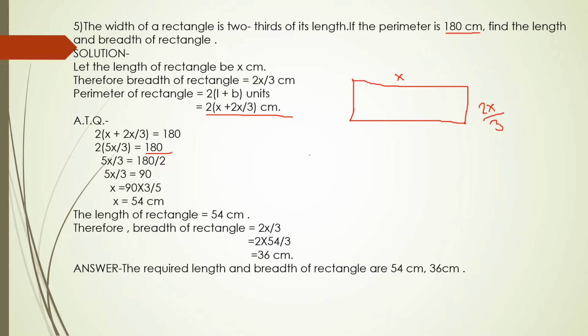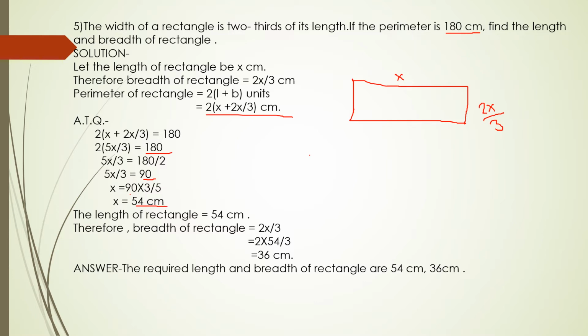Let us transpose this 2. Here it is in multiplication. On the other side it will go for division. So we have got 5x by 3 is equal to 180 by 2. 5x by 3 is equal to 90. Now x is equal to 90 into, whatever is on one side with division goes with multiplication. So 3 will come here for multiplication and 5 will go for division. You will get by solving x is equal to 54 centimeter.